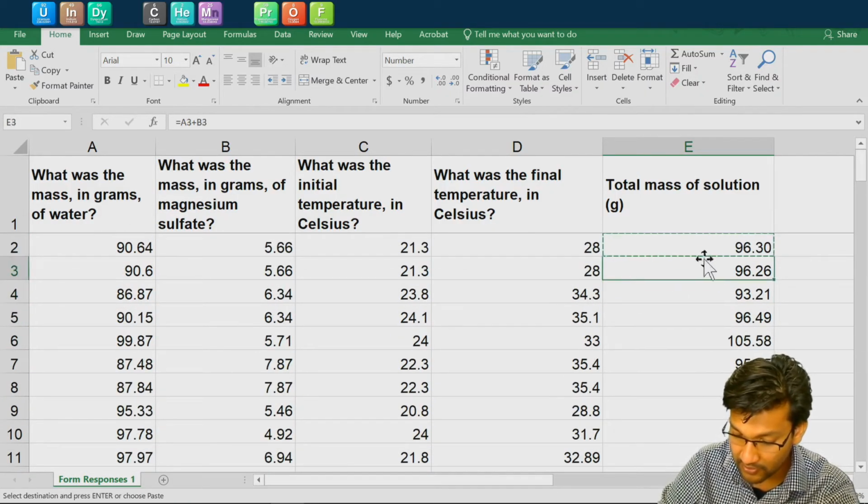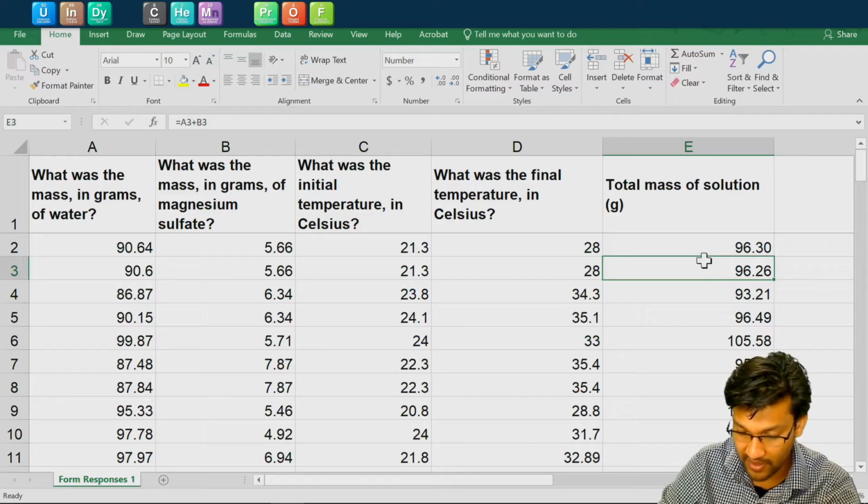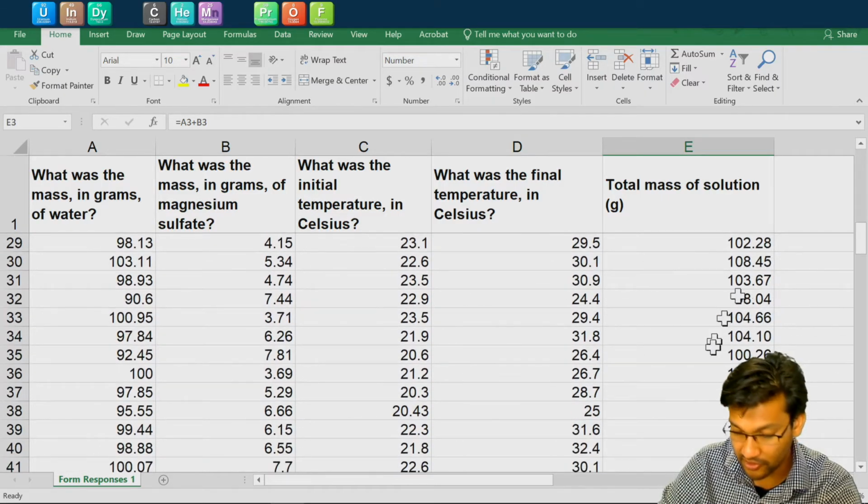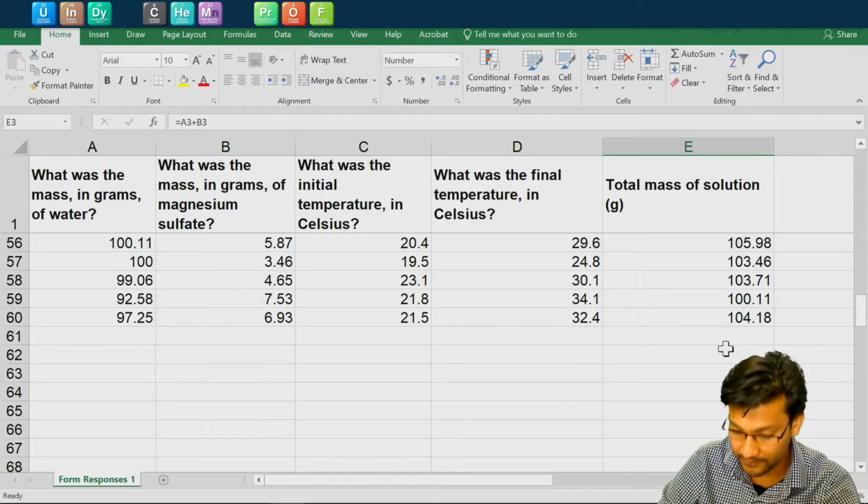So now we have the total mass of the solution. I just pressed escape to cancel the little moving lines. So now I have the mass of solution for every single trial. I didn't have to even think about it.